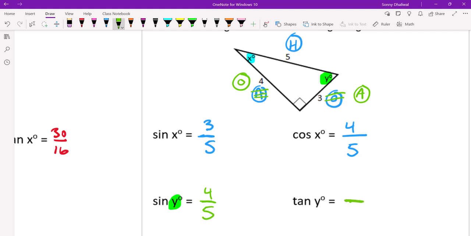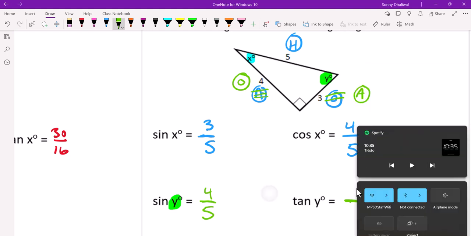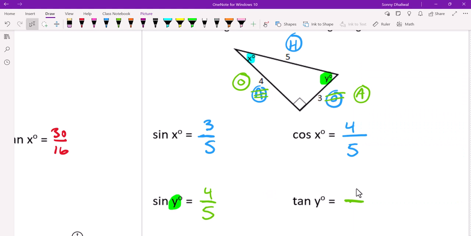Yes, Gavin? So in the next one, we do 3 over 5. No, no. It's asking for tan this time. Oh, okay. Tan. So what would the tan be this time? Yes? 4 over 3. Opposite over adjacent. And that's it.